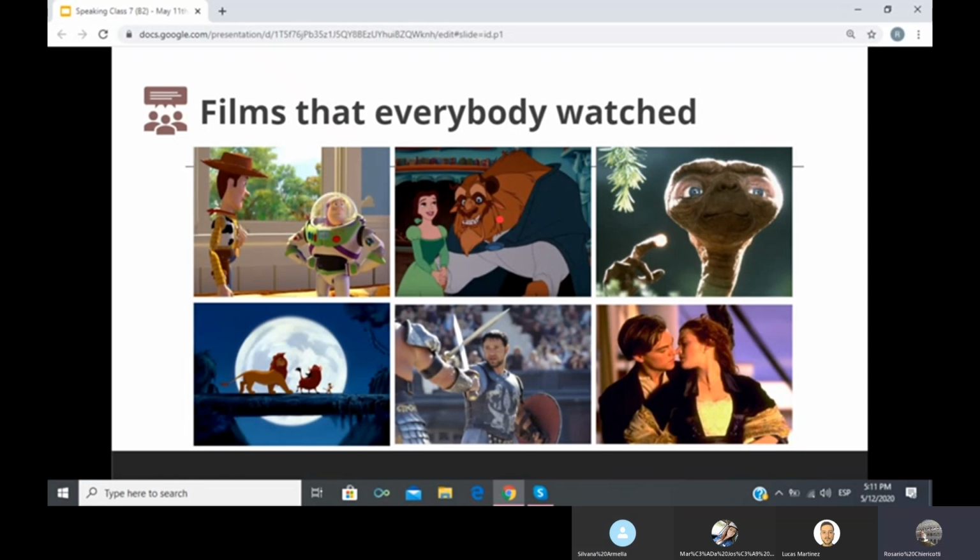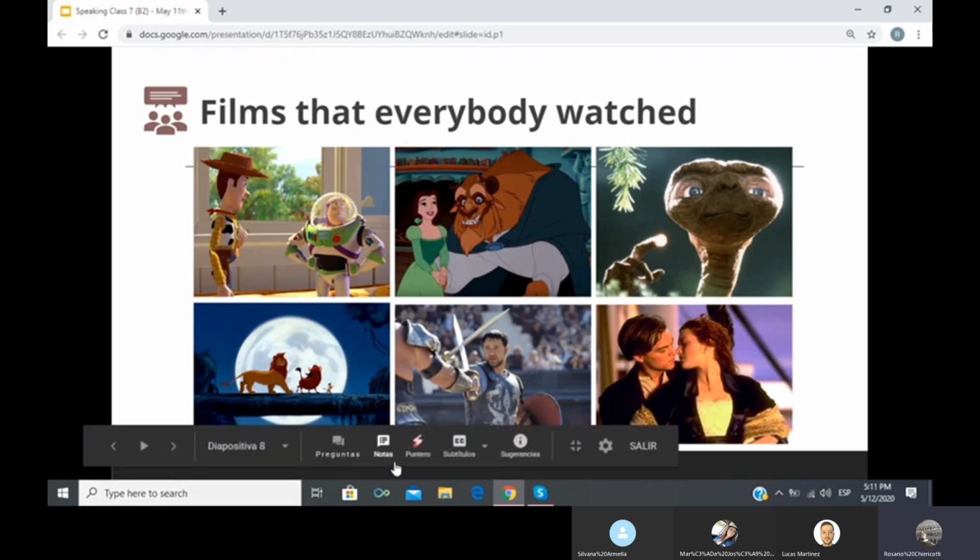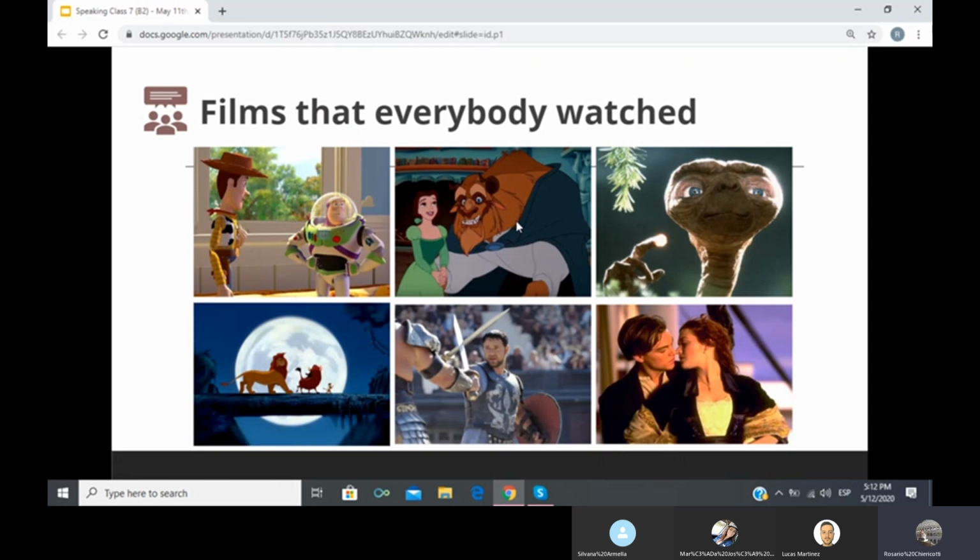Let's see Beauty and the Beast. Who remembers or who can retell the main idea of this film, the plot of the film? Who can retell? Maria Jose can. Okay, Maria. Very well. I can't remember, but I can talk about E.T. Okay. Yes, sure. Of course. Okay.